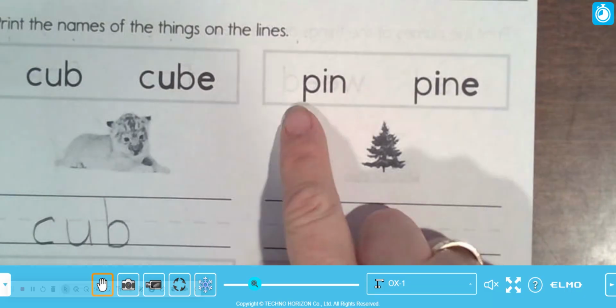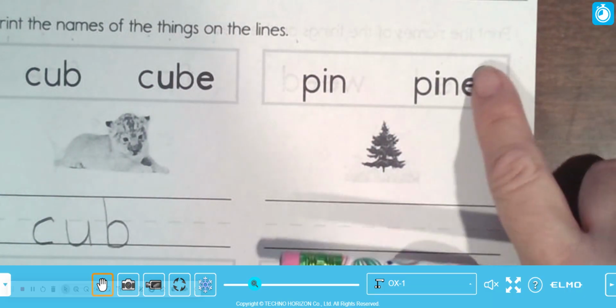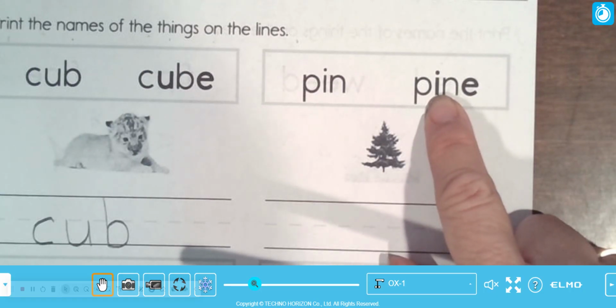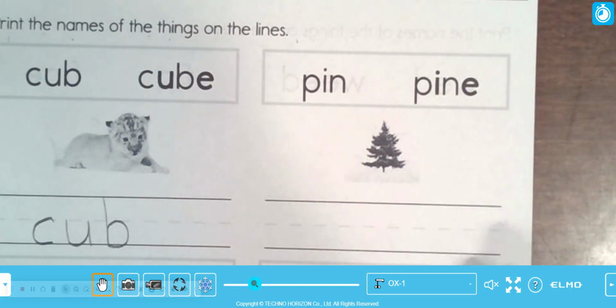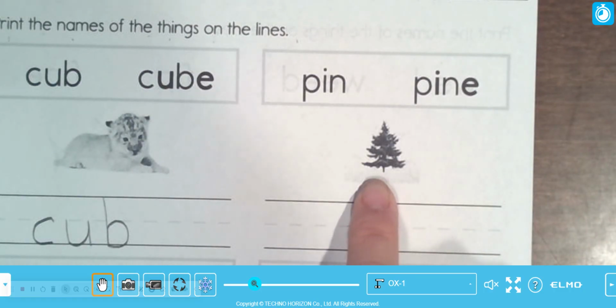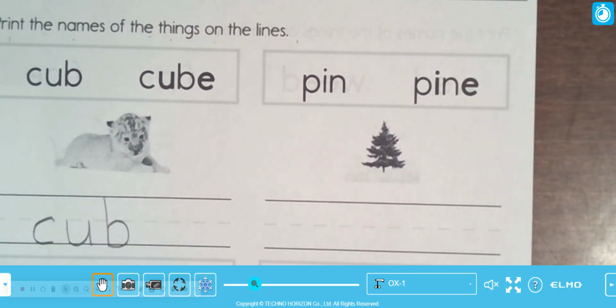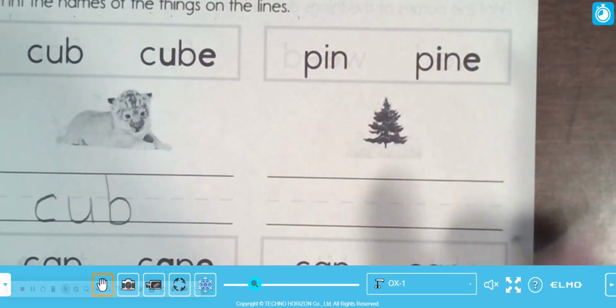Okay, here we go. This one is pin. And this one is pin, but with the silent E at the end, this I becomes an I. So it's pine. So which one goes with this picture? Pin or pine? Yep, pine. This is a pine tree. So let's write the word pine.